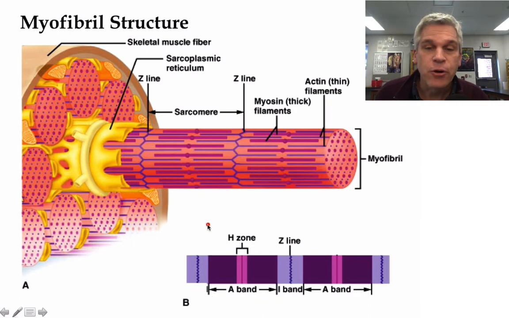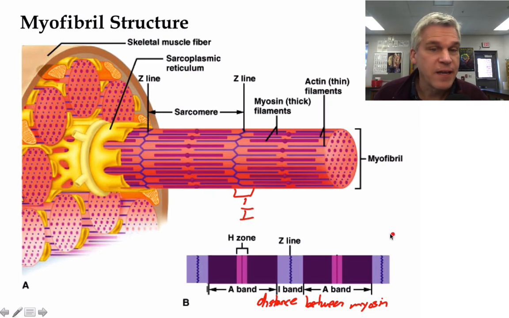The H zone is the distance between the actin filament. And we can see that in this little space right here. That is part of the H zone. There's another one right here, another H zone. And then the I band is the distance between the myosin. So for instance, that would be, say, this distance here. That is the I band.